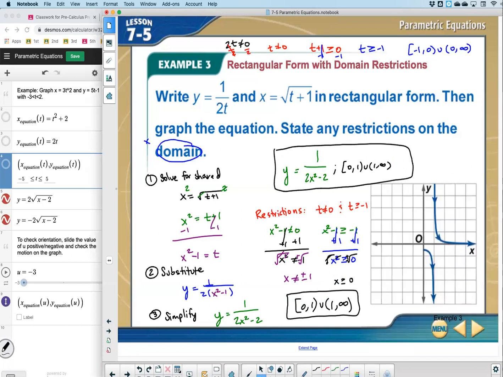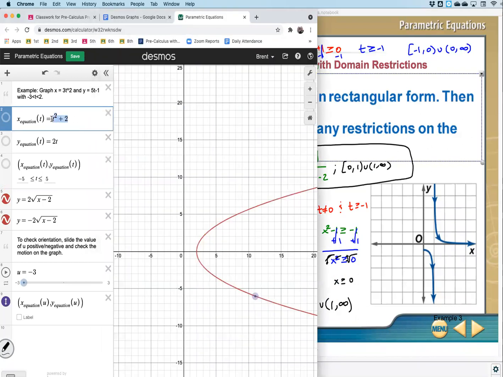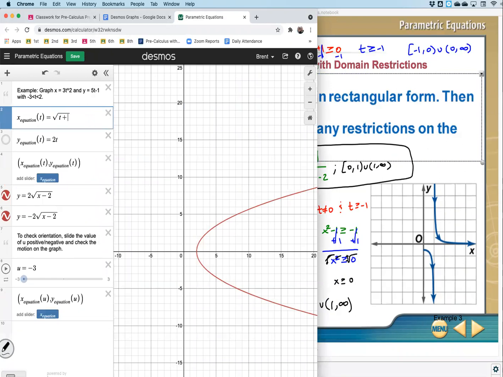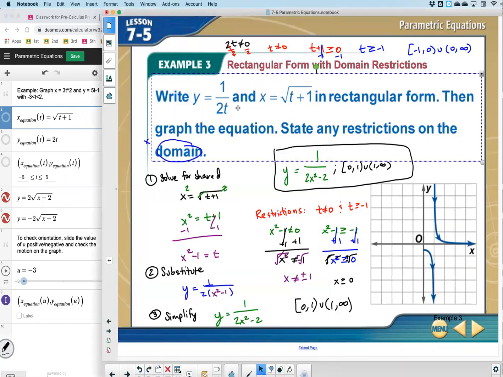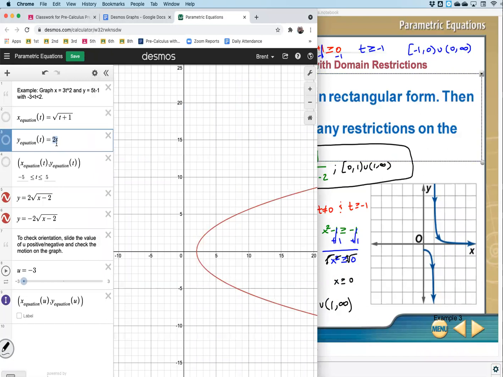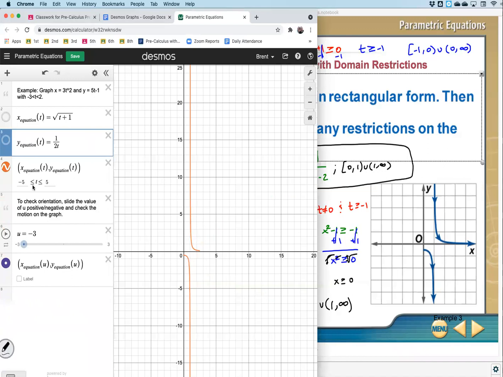Now you might be totally lost at what in the world did you just do there, Mr. Voorhees? But if you graph it, it's actually quite a bit easier to see this. If I come up and graph my equations, here's the x equation: the square root of t plus 1. And this is where we got that t has to be greater than or equal to -1, because you can't have a negative square root. And I also took 1 over 2t, 1 divided by 2t. And this is where we got that t could not equal 0, because you're not allowed to divide by 0. I'm going to delete these from the previous problem. We have this graph, and if I change the time, you can see how this graph extends out.